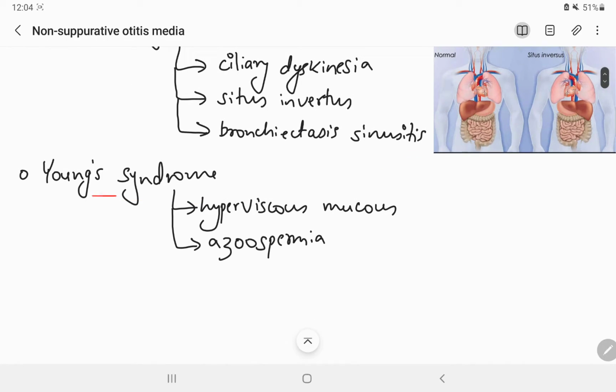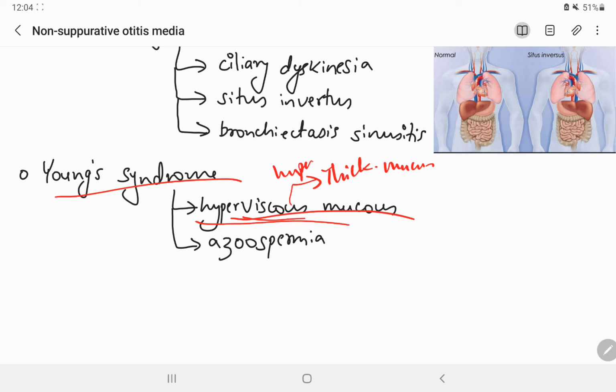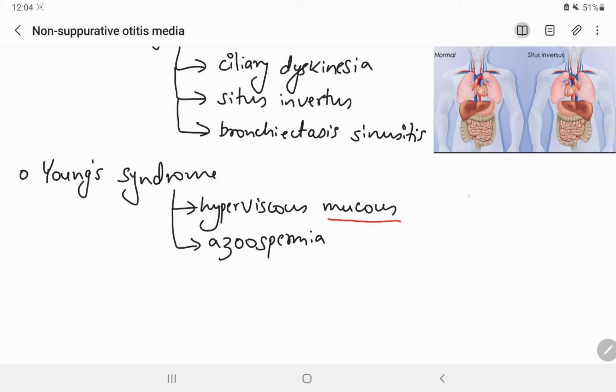And the other condition is Young syndrome, right? In Young syndrome, we can see hyperviscous mucus. Viscous means what? Thick mucus. Hyper means more thick, right? In Young syndrome, of course the mucus is thick, when you cough you will get a thick mucus. But in Young syndrome, this is extra thick mucus. And the other one is azoospermia. Spermia means sperm, and azoo means absence of sperm.